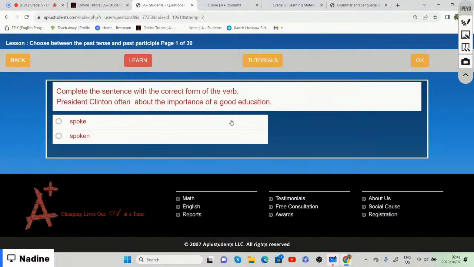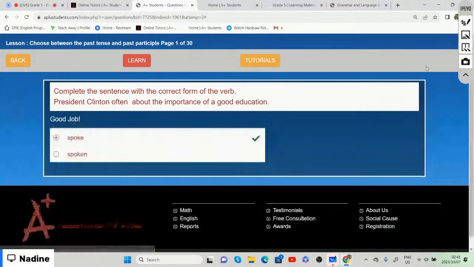All right, so if we choose the correct form of the verb, we're going to say that President Clinton often spoke about the importance of good education. Spoke.